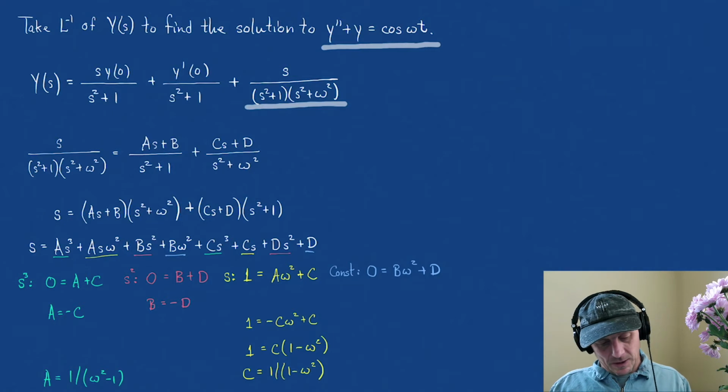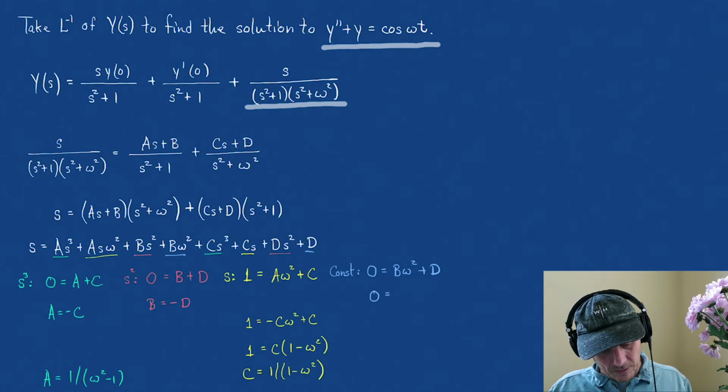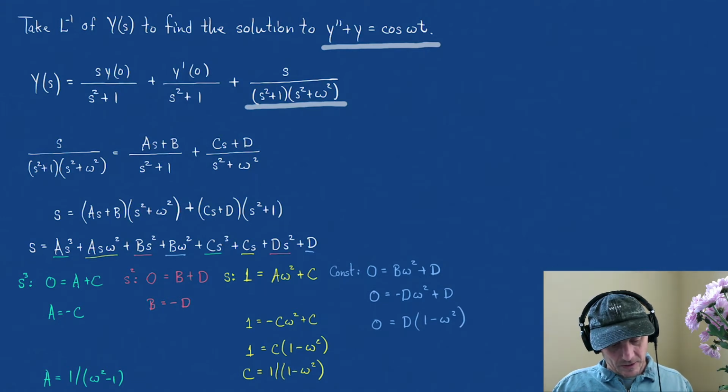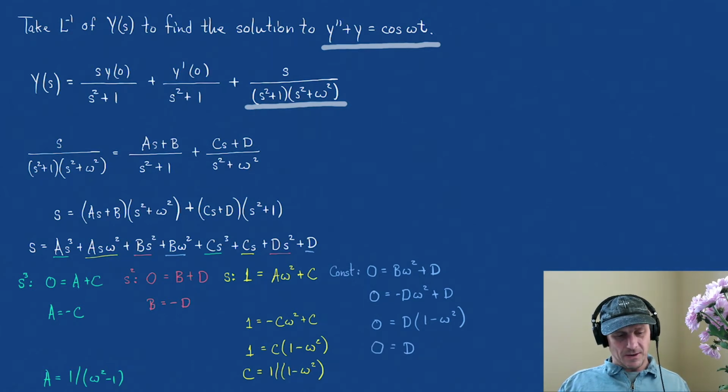Oh, from our d's, we can find out this. So now I can write in this color. I have b is minus d, so this is 0 equals minus d omega squared plus d. I can factor out the d's, so this is d times 1 minus omega squared. So this is the same as saying d is 0. Oh, d is 0. Okay, and now let's take a moment here and let's write these back.